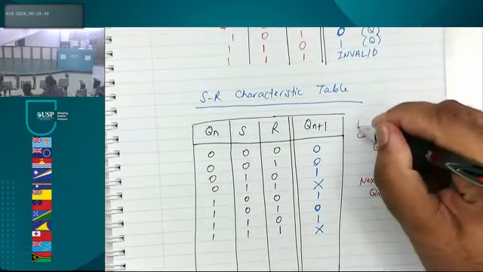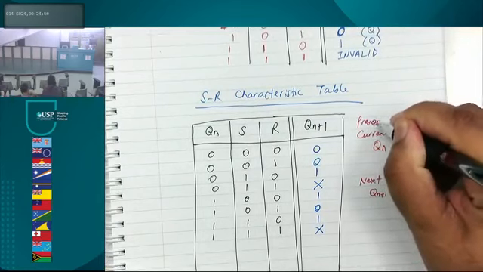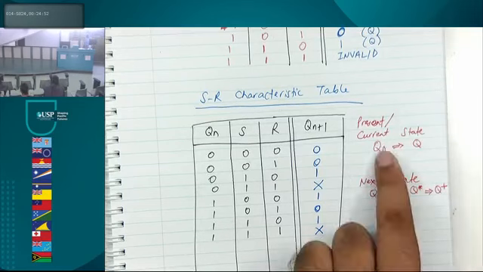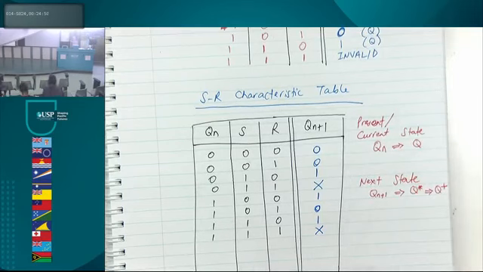So we say present or current state, or next state. As you go through different books, we use different words. Some books use QN, and for QN plus 1, some use Q star or Q plus, or they put a bold Q, but they don't use prime, because Q prime would mean Q bar.